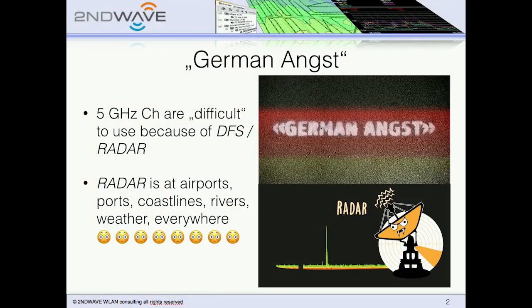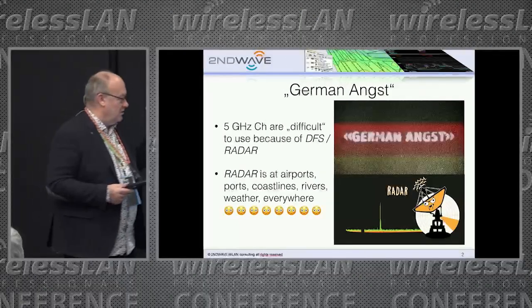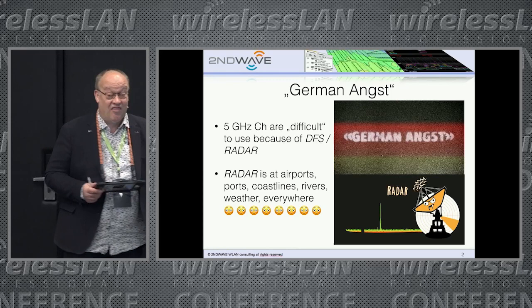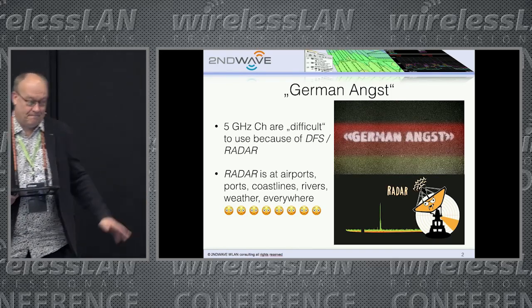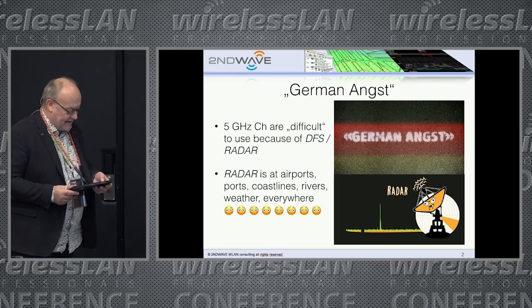And because I'm from Germany, I also talk about German Angst. Some may remember, there's another Angst around using 5 gigahertz, which is the bread and butter spectrum or bands we have today. It is difficult because of DFS or radar. Radar is at airports, ports, coastlines, rivers, weather, everywhere. So that's the Angst.